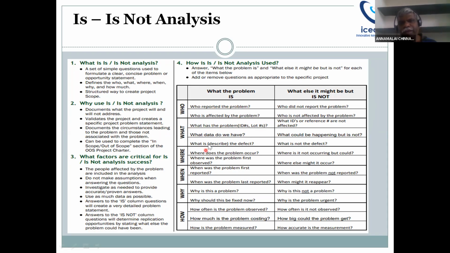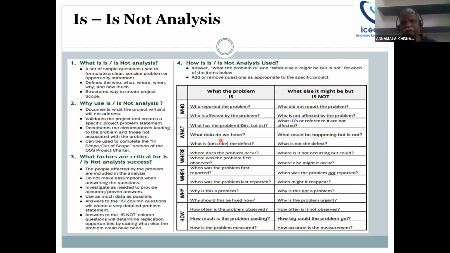So for all these questions you ask, who reported the problem, who did not, then what is the problem, what is not the problem. Maybe the customer is talking about the crack, then what is the problem? The components or the items are having cracks. So what is not the problem? The items are not having any chipping off or any contamination or any other part. So you are very clear about what is the problem and what is not the problem.